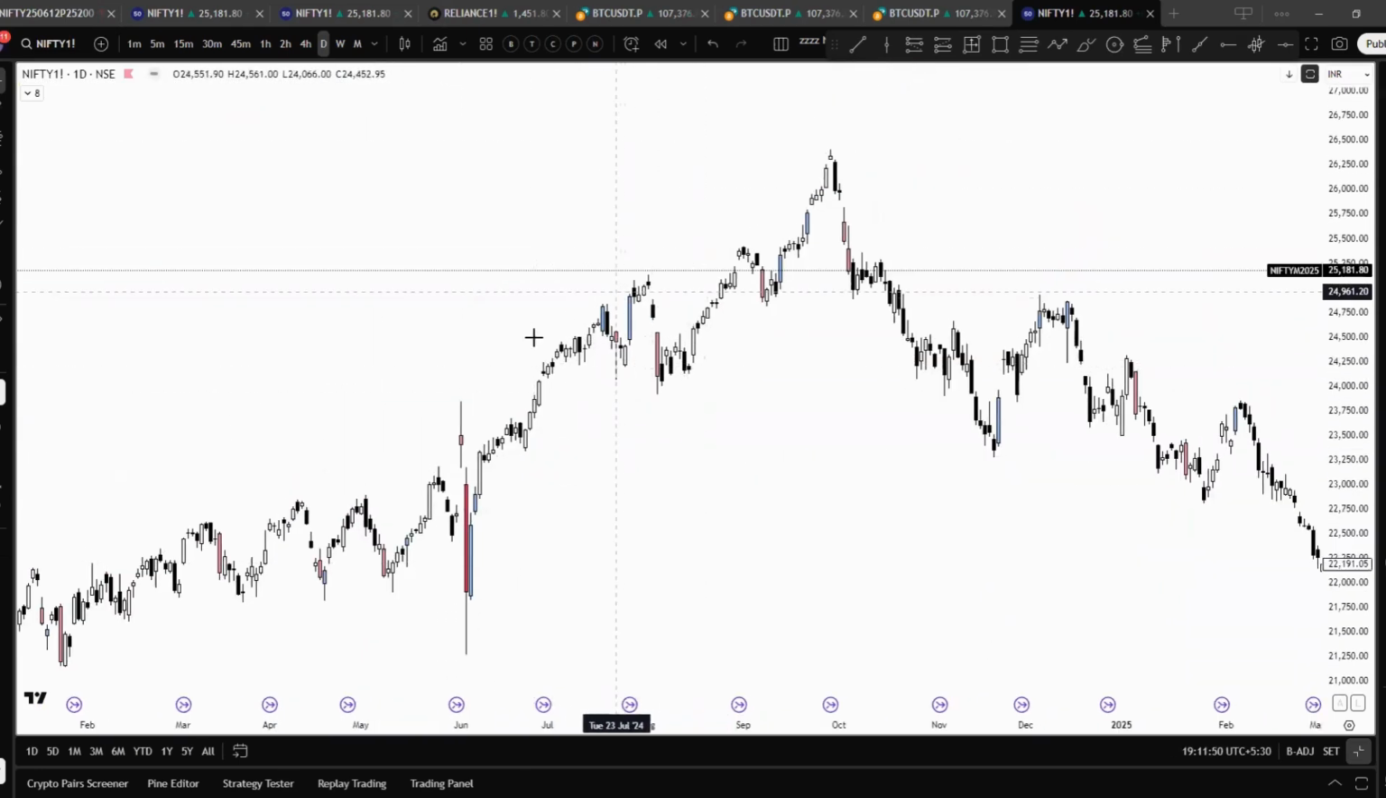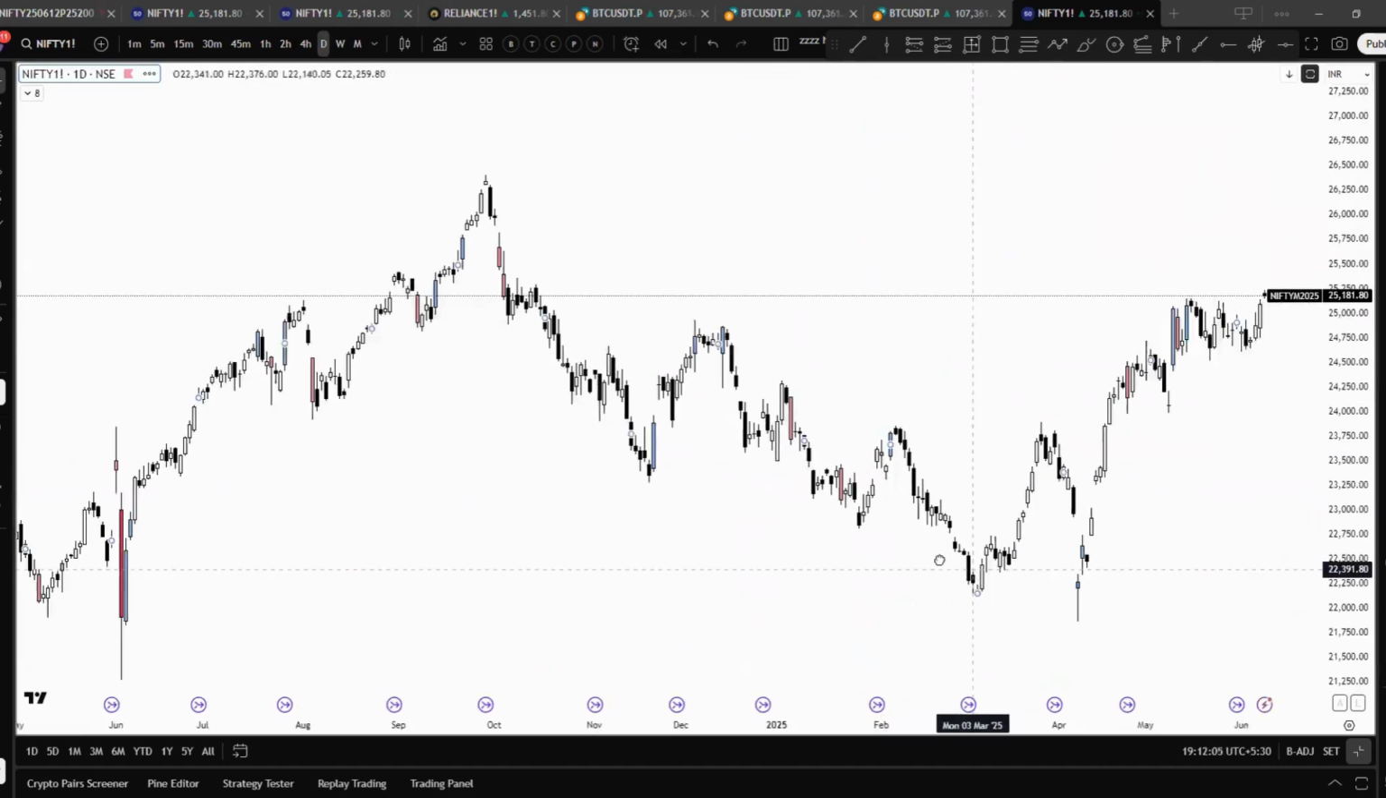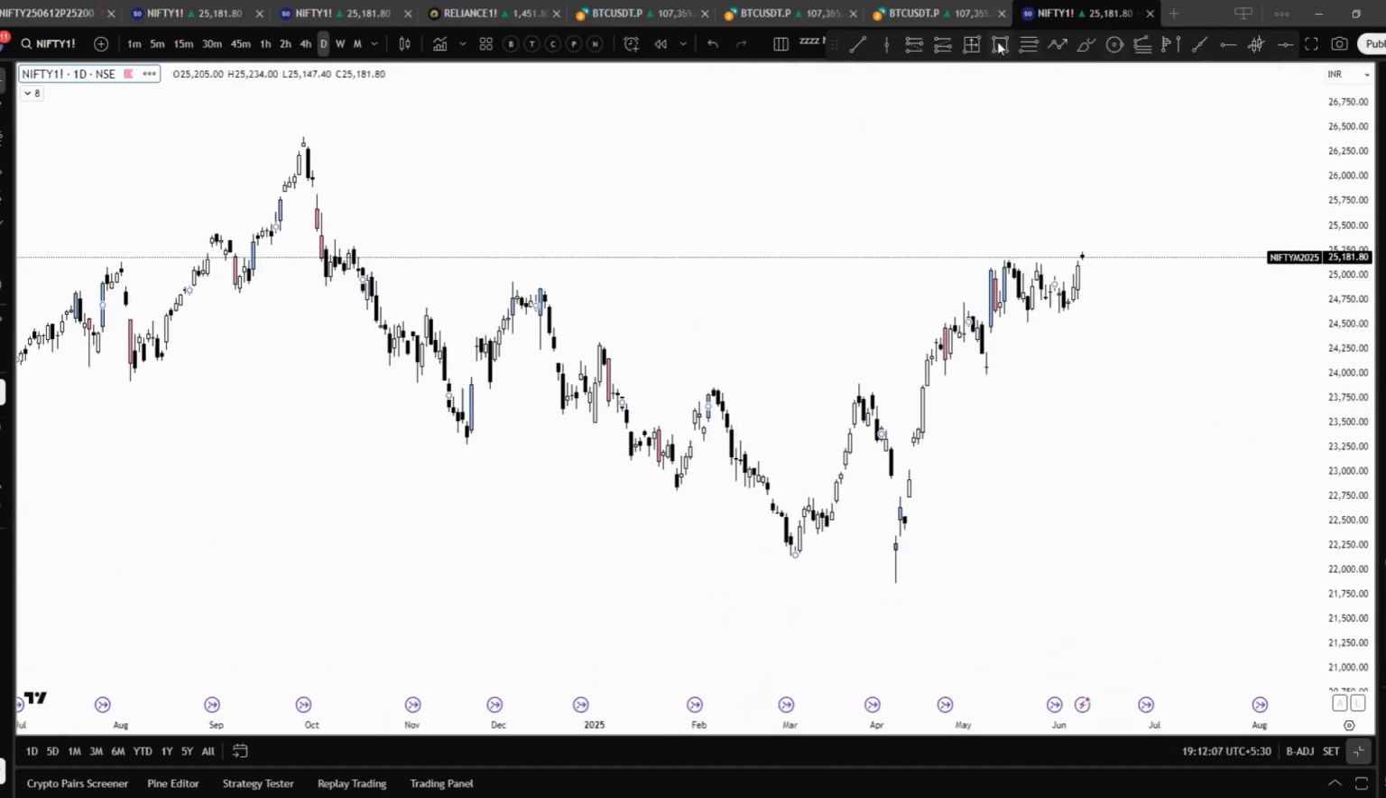Then we made a balance over here. Then we sort of made a balance over here, and another over here, and over here, and over here. Then this was a big balance in itself, which I traded completely.